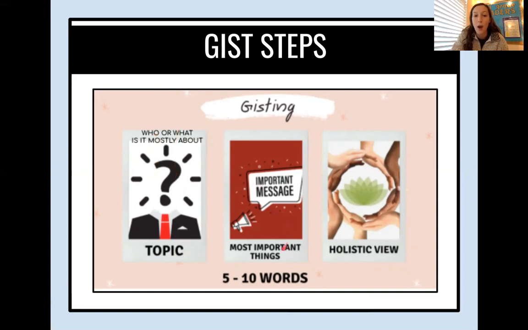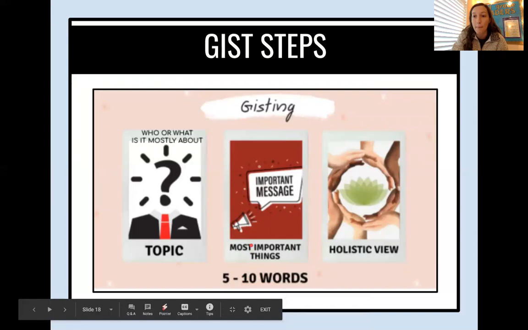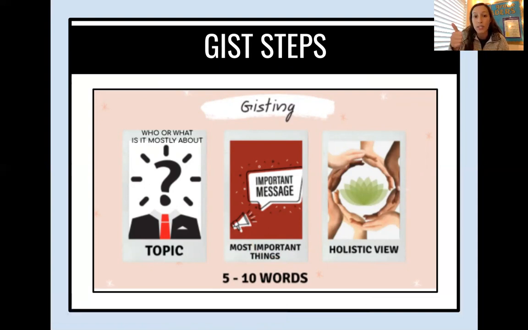Then you are going to think about what are the most important things that happened in the text. What are the most important things that, if I was going to tell this again to someone, I could not leave out? So who or what was it about? What are the most important things?